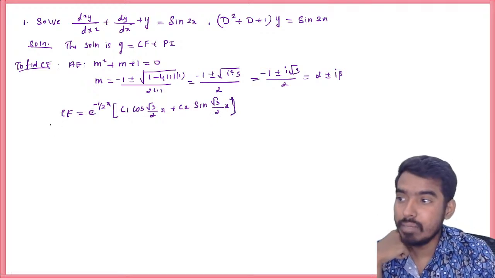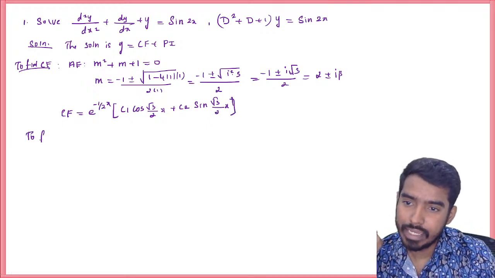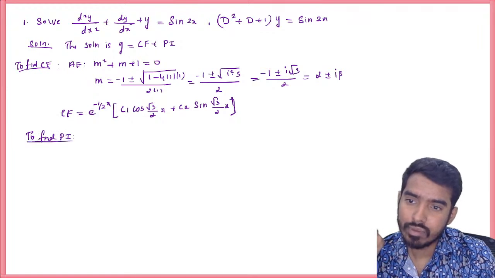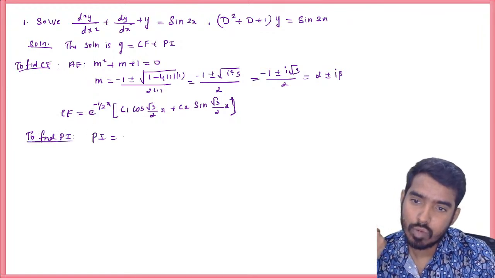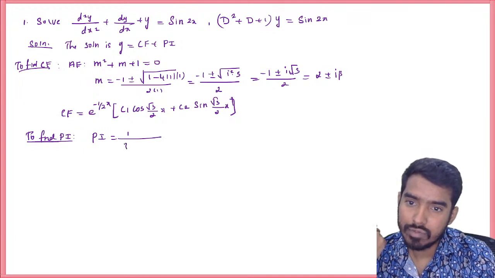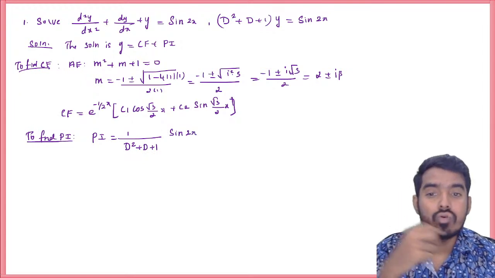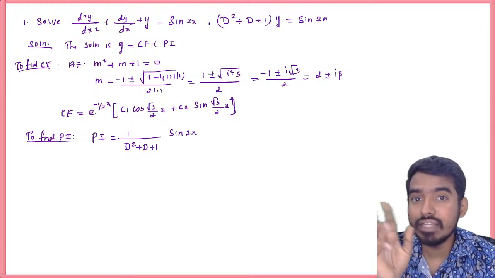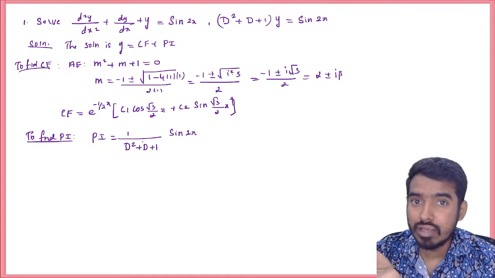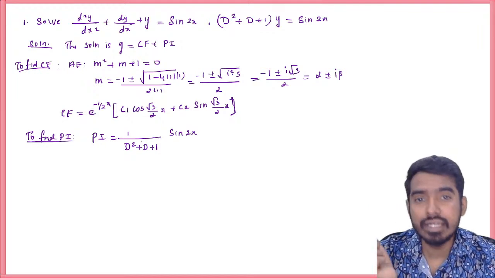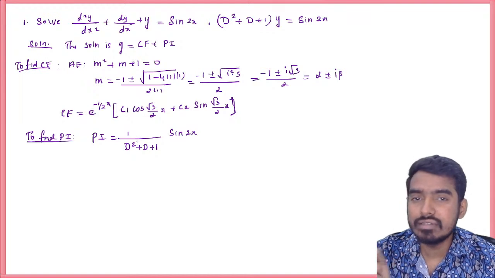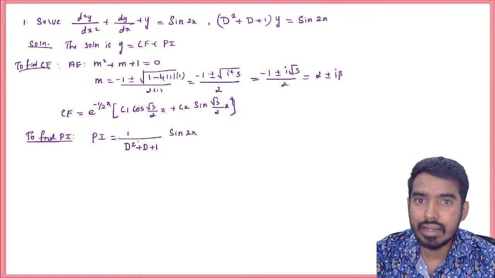We are coming to a very important part, to find PI. What is PI? PI is 1 divided by f of D, which is D square plus D plus 1, of sin 2x. Now, if you have type 1, replace t by a. If the denominator is non-zero, that is the partial integral. If the denominator is 0, multiply by x and differentiate the denominator and proceed.